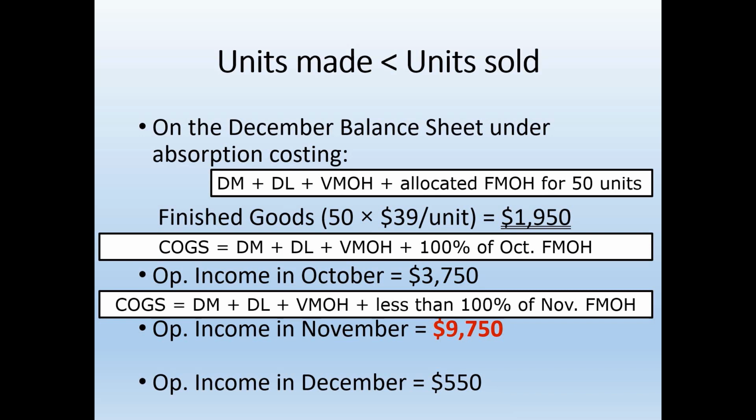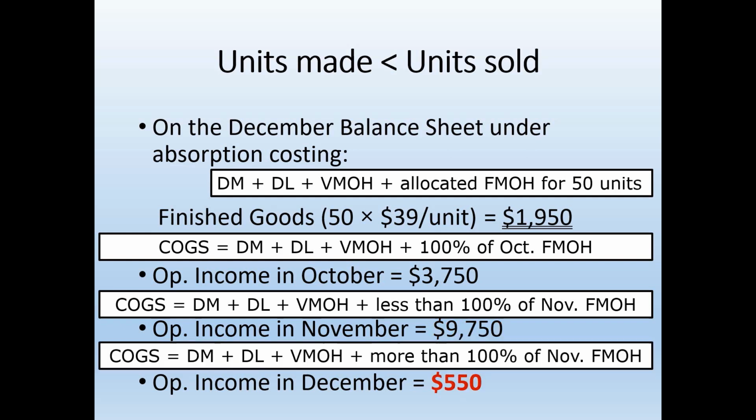The units that weren't sold carried their share of November fixed manufacturing overhead onto the balance sheet as part of the capitalized cost of the inventory. That means that in November, less than 100% of the monthly fixed manufacturing overhead was recognized on the income statement under absorption costing.